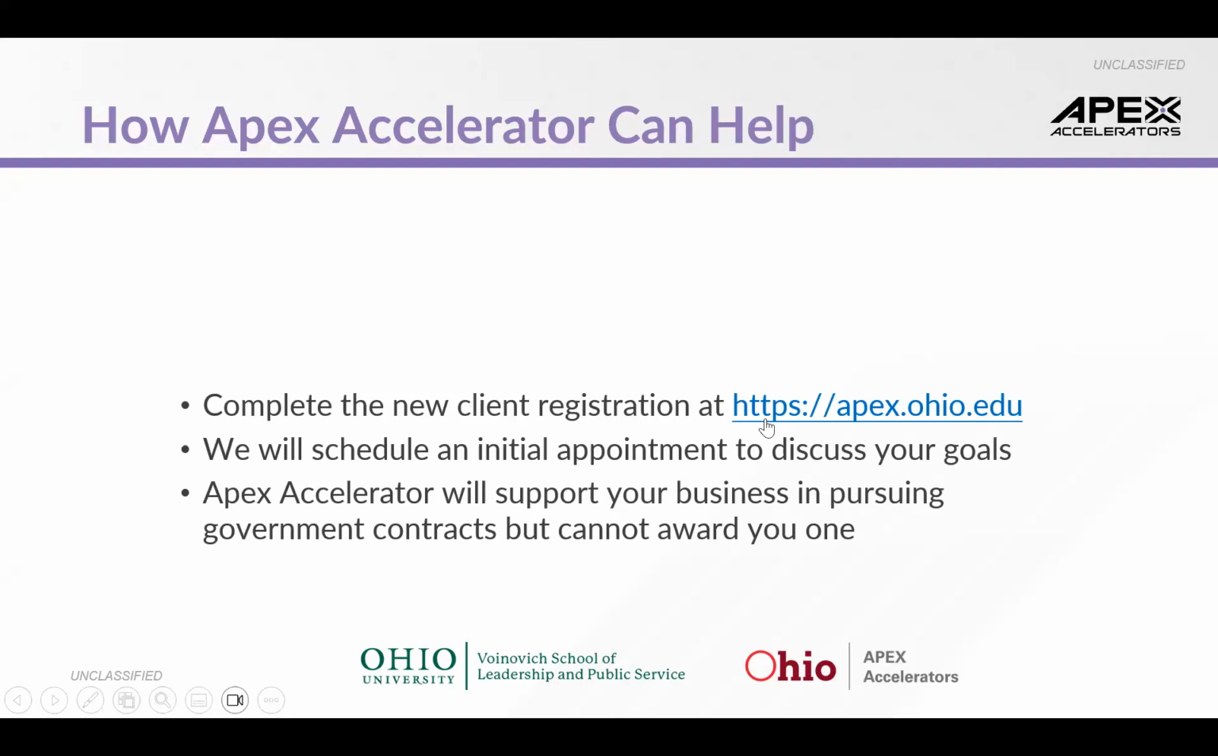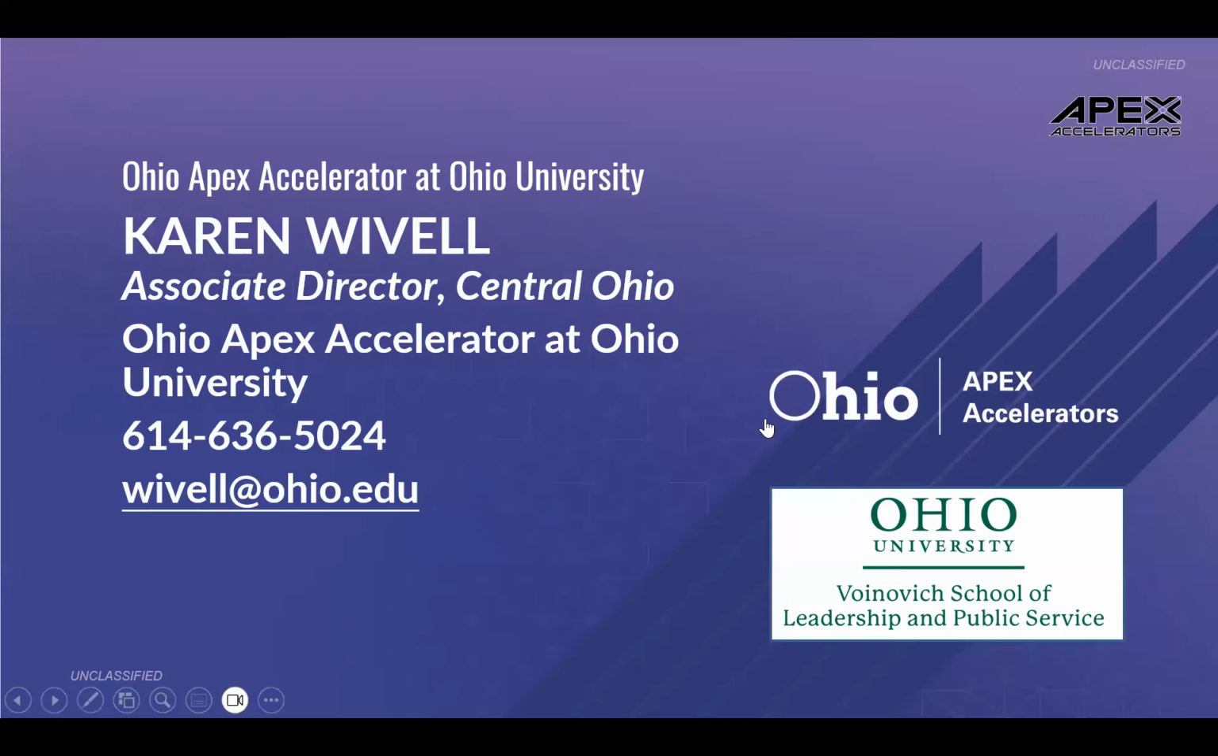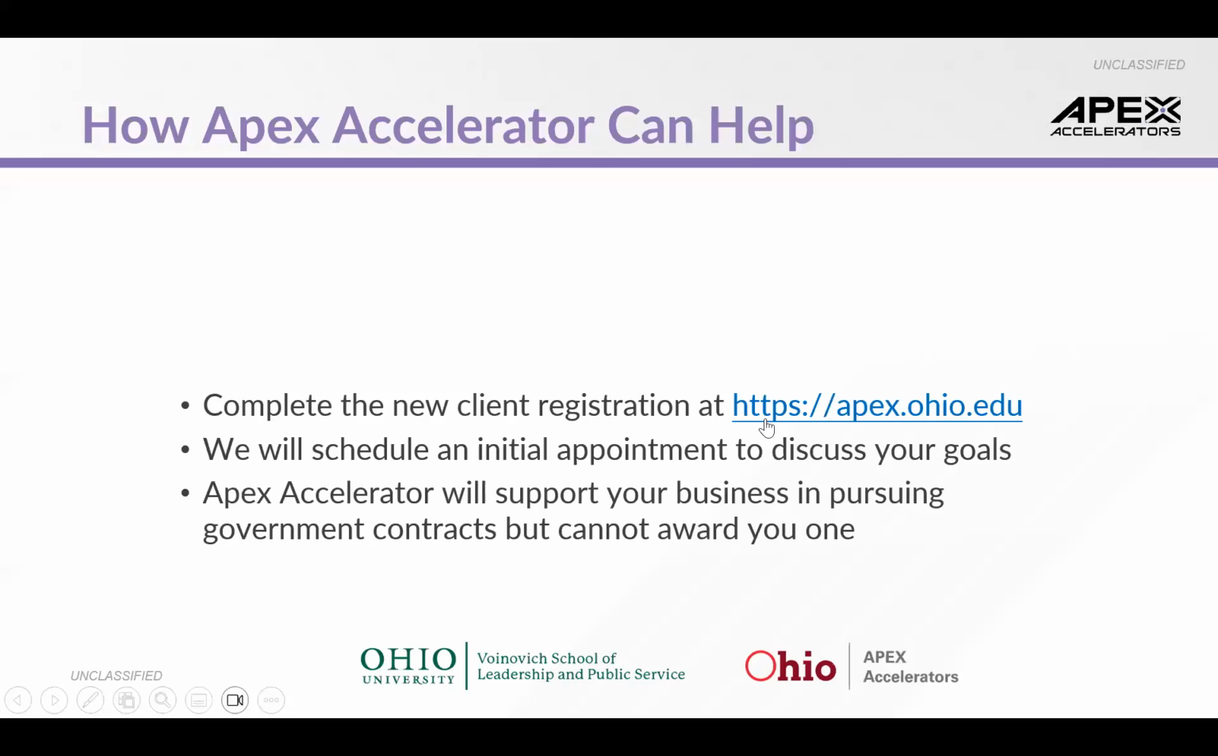apex.ohio.edu. So if you're here in Ohio, you can go to that website and register. If you're not here in Ohio, there is an Apex Accelerator in every state. And this is my contact information. If you're not in Ohio, feel free to reach out to me and I'll direct you to the right office. If you're here in Ohio, just register with one of our counselors. We're in every county in Ohio, and we'll set up an appointment and review your capability statement with you and make recommendations. We bring out our red pen.